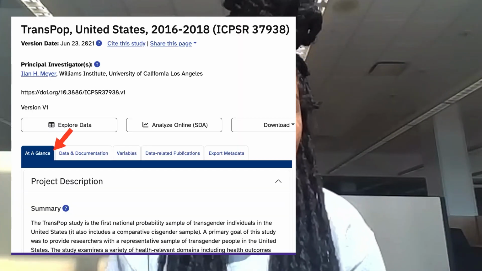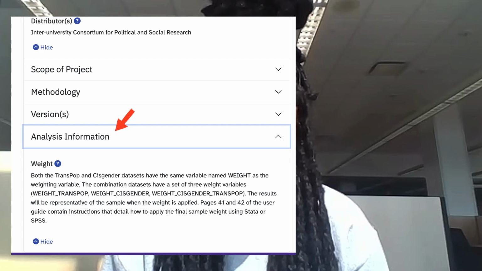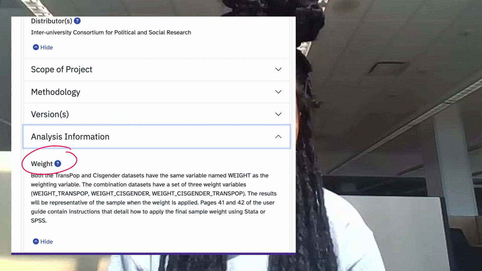Random sampling is the gold standard, but can be costly or impractical. Even with random sampling, some groups may be underrepresented, so weighting is necessary to reflect the true population. So you may be wondering, where can I find information on weights at ICPSR? Just head to the At a Glance tab of any study and scroll to the Analysis Information section. That's where you'll find the study's weights.